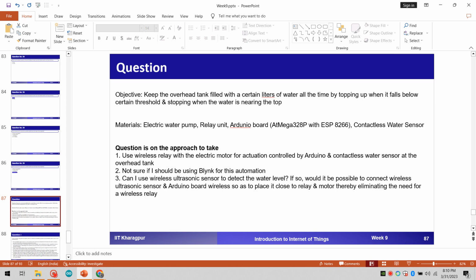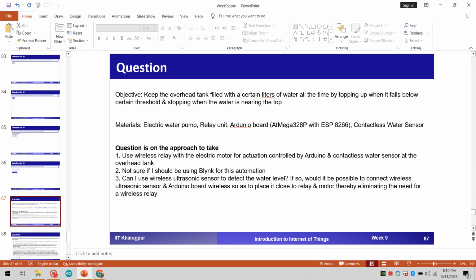One person asked me a question last week. The objective is to keep the overhead tank filled with a certain number of liters of water all the time, by topping up when it falls below a certain threshold and stopping when the water is nearing the top. He is using a water pump, relay unit, Arduino board, and contactless water sensor. He has some problem with the approach that he should take.